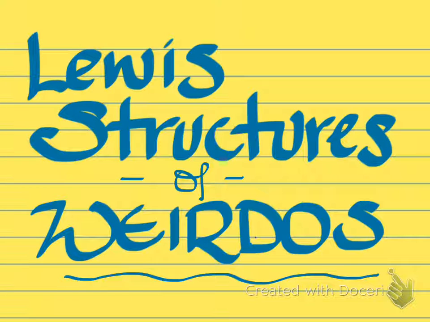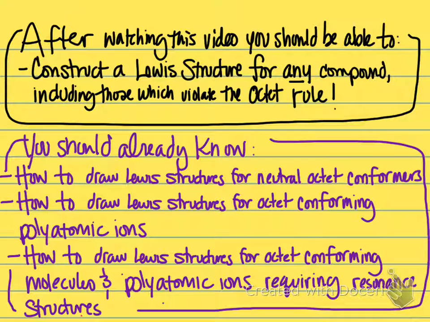Hi, it's Moser with a quick tutorial on Lewis structures of weirdos, not for weirdos. That's a different video. After watching this video, you should be able to construct a Lewis structure for any compound, including those which violate the octet rule in one way or another.